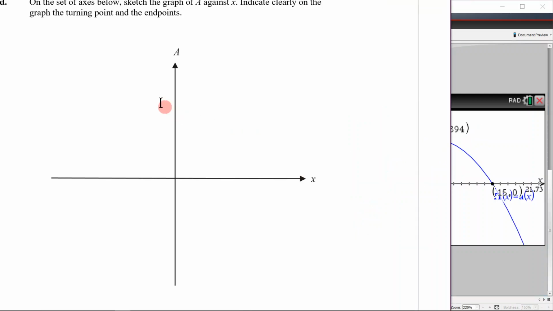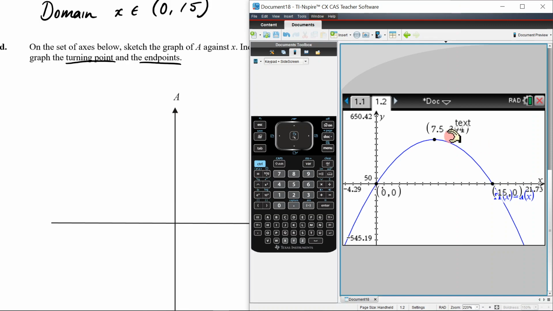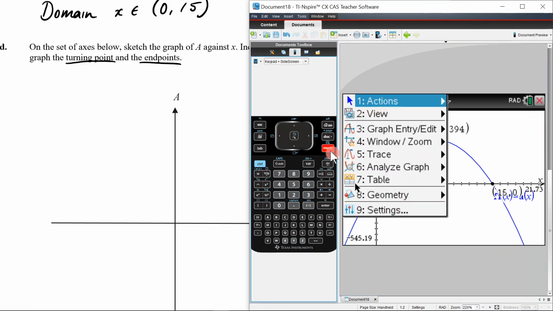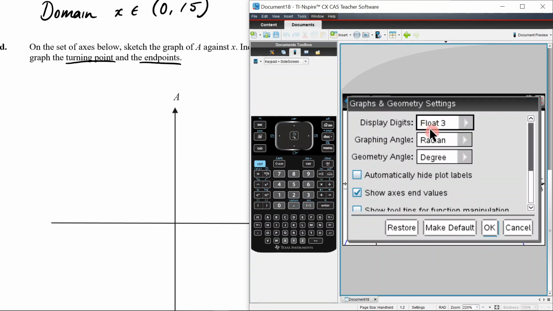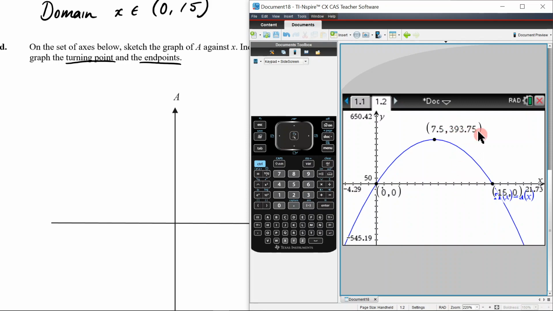That's my turning point here, and it clearly tells me that I need to indicate what my turning point and my endpoints are. Now this is where you have to be really careful. It's telling me that it's 394, but if I go menu, settings, do you see how I'm on float 3? If I give this a greater float and go OK, all of a sudden I see more decimal points here. You need to make sure that you don't have too few of a float, so that you're getting the correct amount of decimals out. In that case, we don't want it rounding. We want to show this as our final answer right here. So it's 393.75.